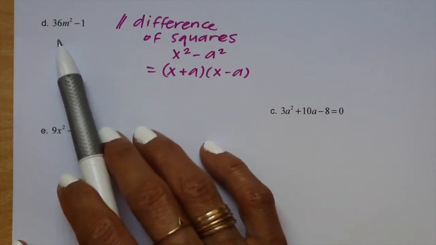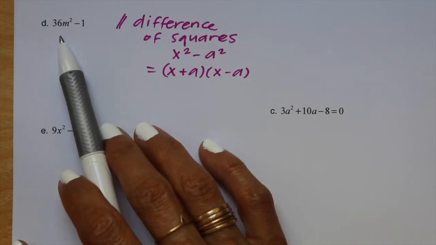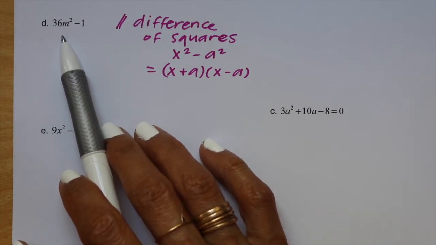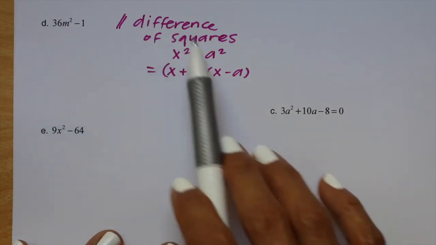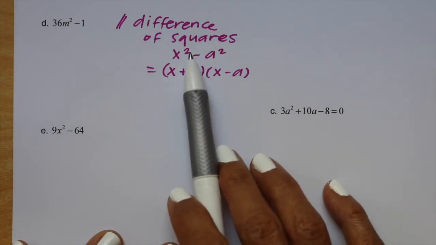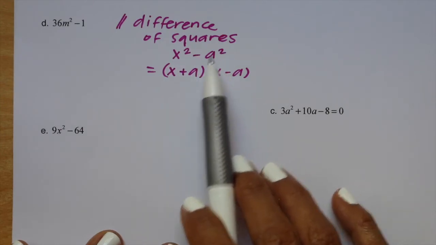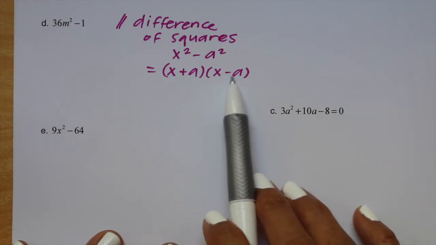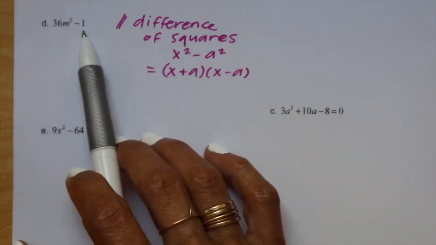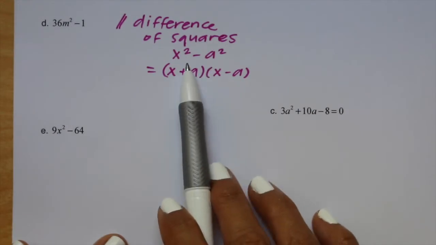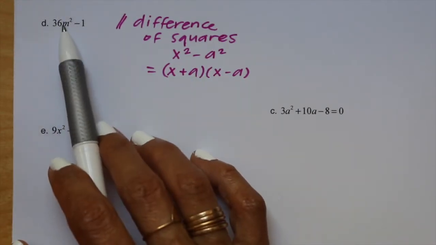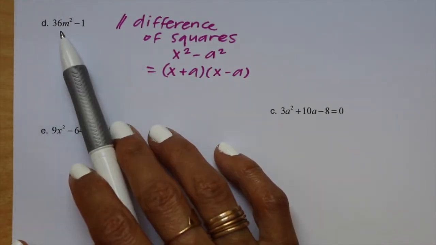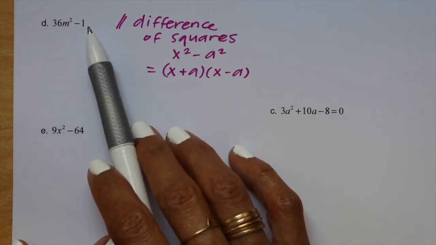For this problem, we could still use the t-chart, but I wanted to recognize the fact that this is a difference of squares problem. So if you have anything of the form x squared minus a squared, it factors using a pattern x plus a times x minus a. So you can see right here, although it doesn't look exactly like x squared minus a squared, you do have a difference of squares. The left side could be written as 6m quantity squared, and the right side could be 1 squared.